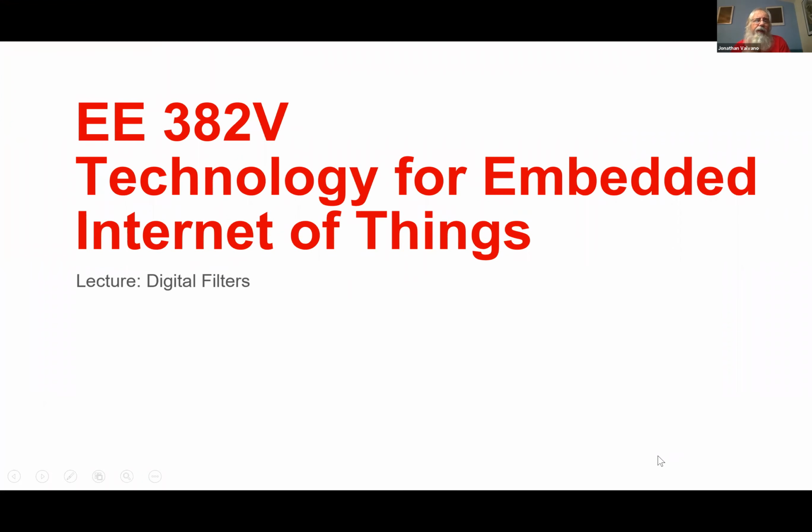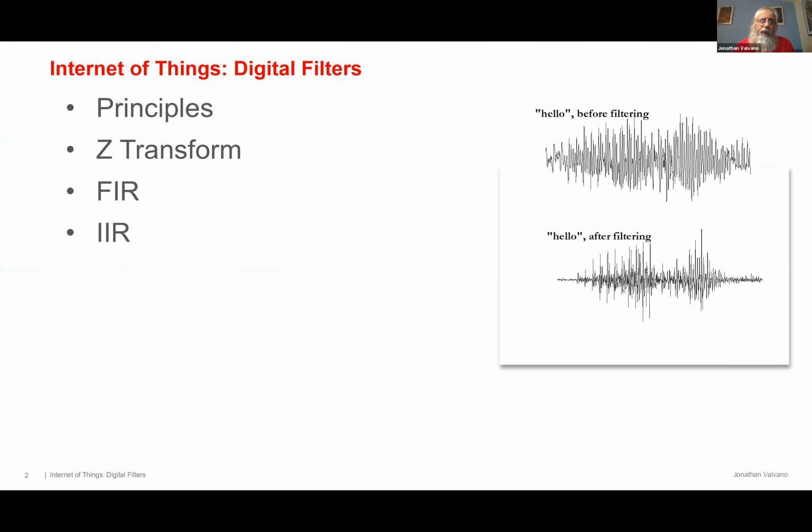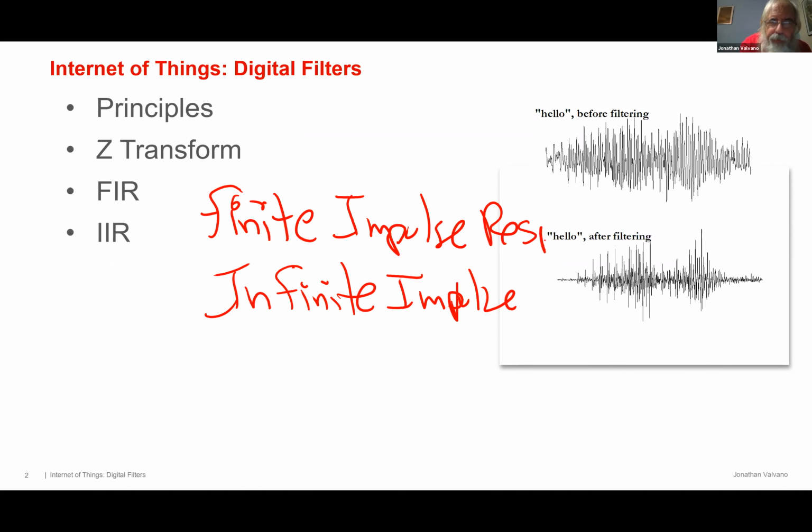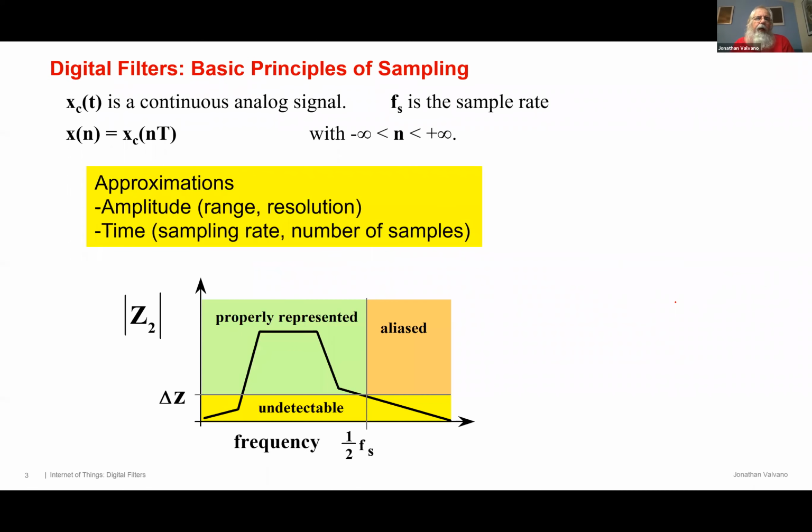I'm going to show you how to remove 60 hertz two ways. I'm going to use the Z transform and show you both a finite impulse response and an infinite impulse response. And either this is really boring, or really boring. This slide will be on the test, right?